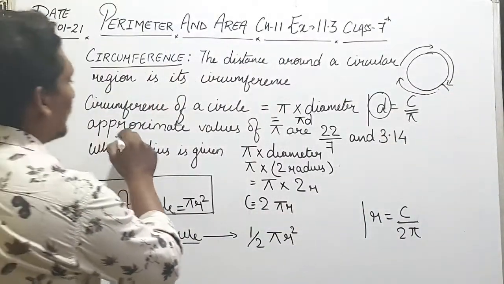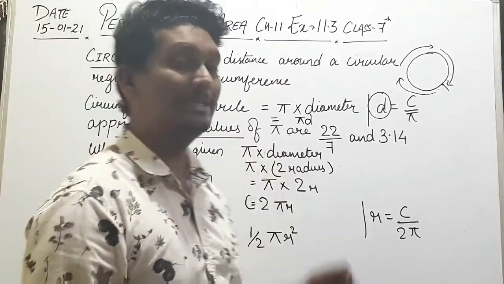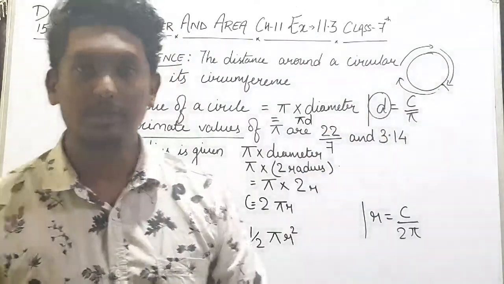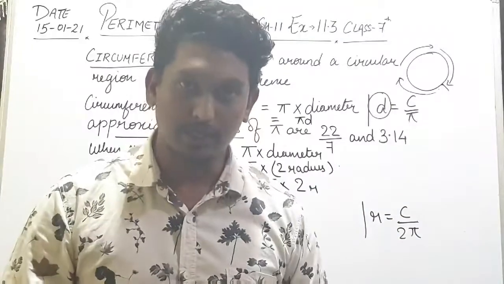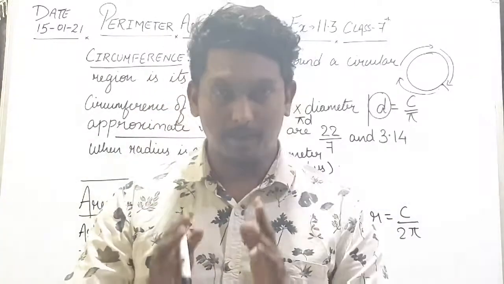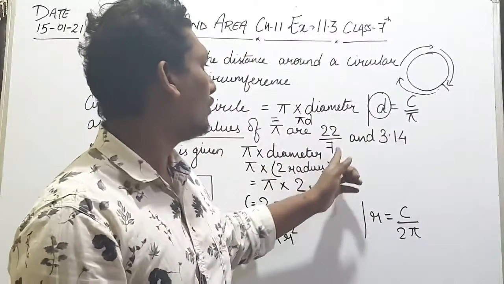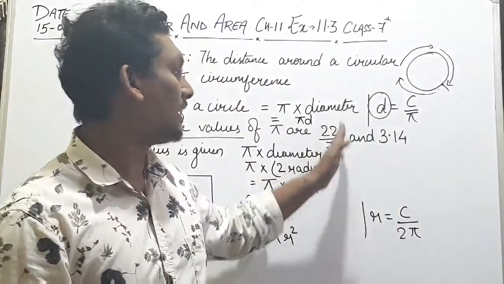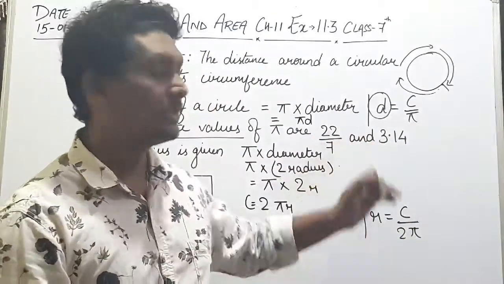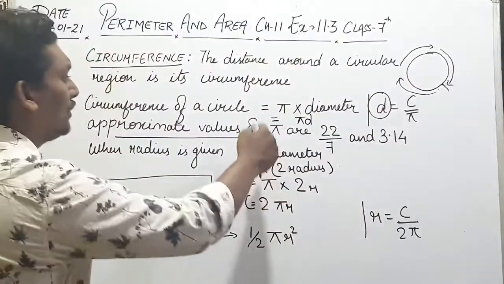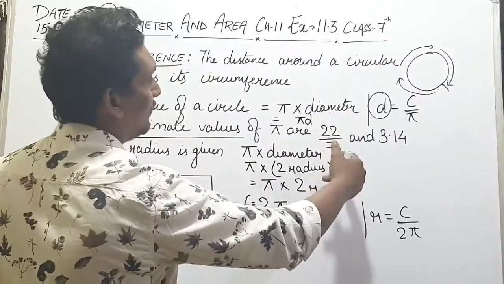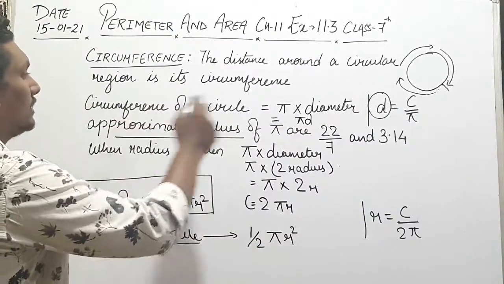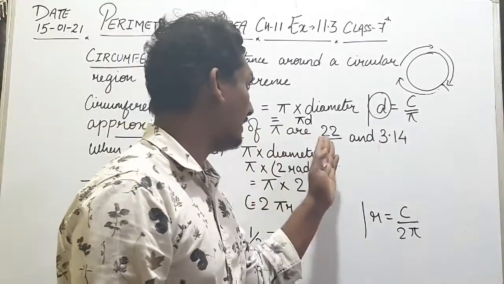Now come to the next, the approximate value of pi. The value of pi is 22/7 or 3.14. These are fixed values. It will be given in the question. If in case the value of pi is not given in the question, you can use 22/7 or you can use 3.14. Please don't change the numbers. This 22/7 is an approximate value for pi, and so is 3.14. Now this is all about pi and its value.